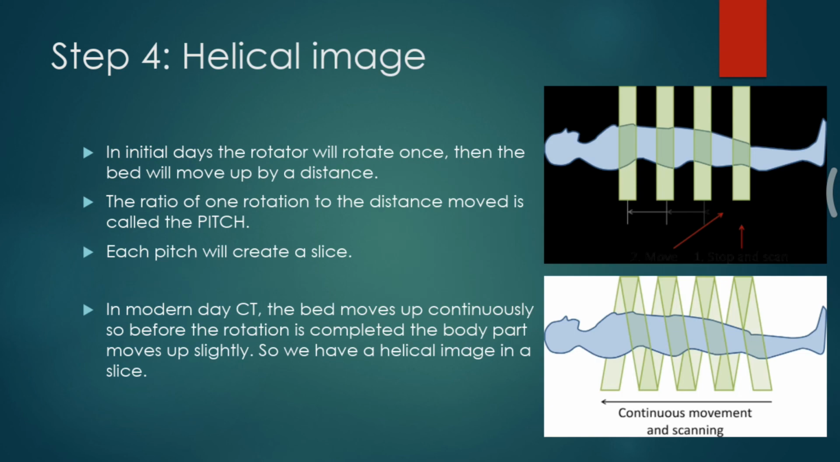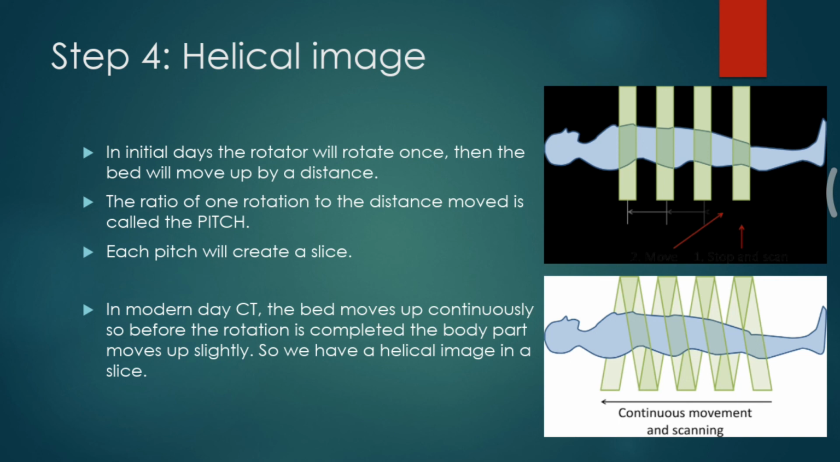Now there are two ways of producing the image. In the olden days, they would send the beam from the X-ray source, and it would complete one complete rotation. The patient will not move. Once it's completed, they move the patient by a small distance for the next slice, and again it will complete one rotation, and next they will move the patient by a little bit more distance. This rotation to the distance which they move is called the pitch.